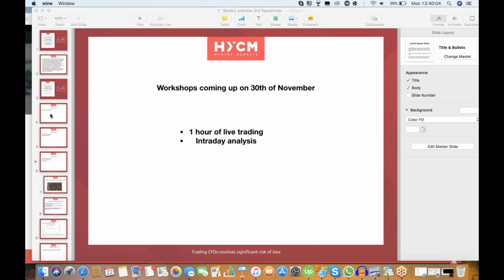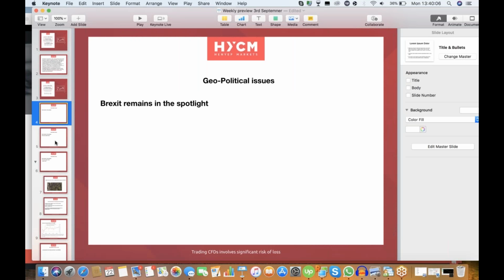So that's just by way of introduction to Brexit. It's going to remain in the spotlight. Brexit headlines will continue to dominate the trading of the pound. So if you're trading the pound, you have to be aware, first of all, that any Brexit headline will move the pound considerably in the current market conditions.